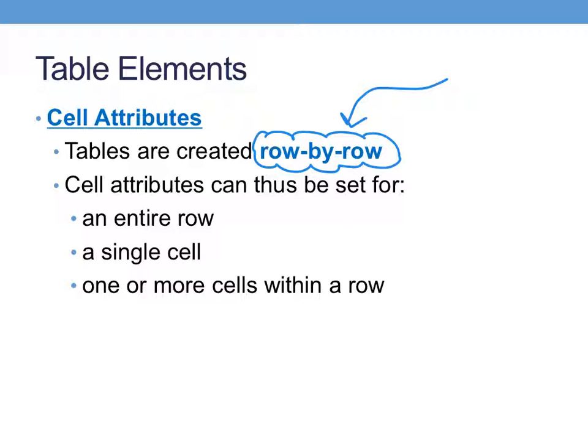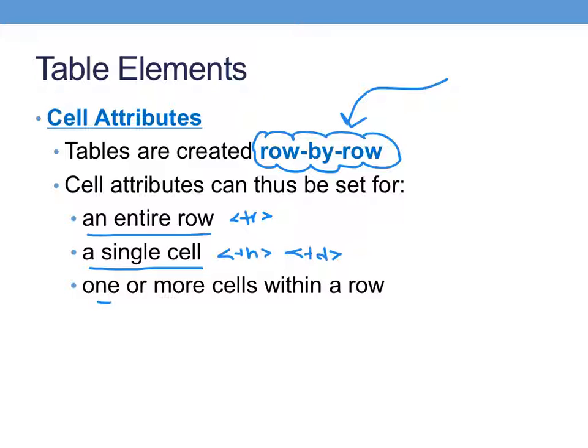And what that means is that you plan it out by knowing how many rows your table has to have, and then you add cells from that way. Now as a result, because of this, cell attributes can be set for an entire row by using something called the TR tag, which we'll talk about in just a little bit. You can put cell attributes for just a single cell by putting it within the TH or the TD tags that we'll talk about again in just a second.